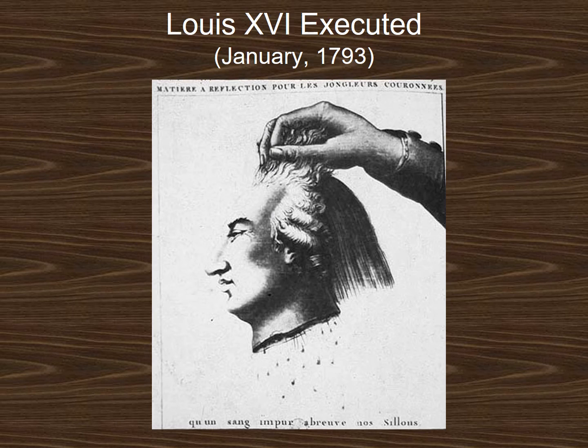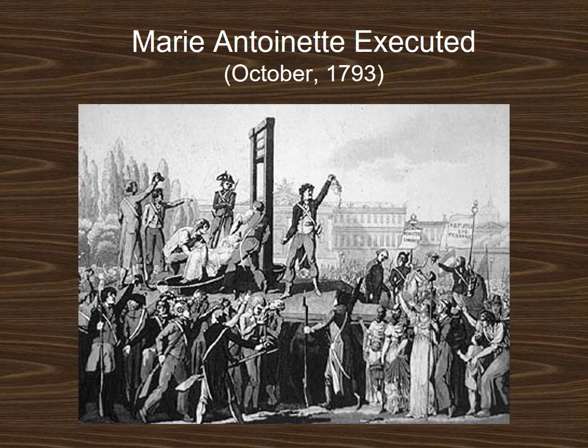Following his capture, Louis XVI was put on trial for treason. He was convicted, and he was executed in January of 1793. Later that same year, Marie Antoinette was put on trial. She was convicted of treason, and she too was executed.